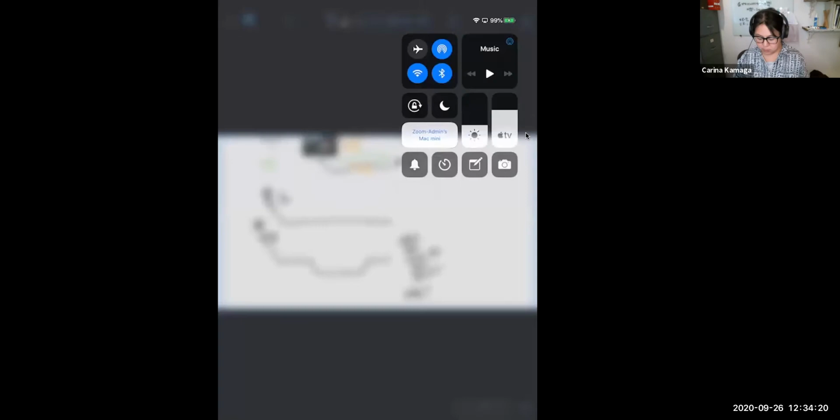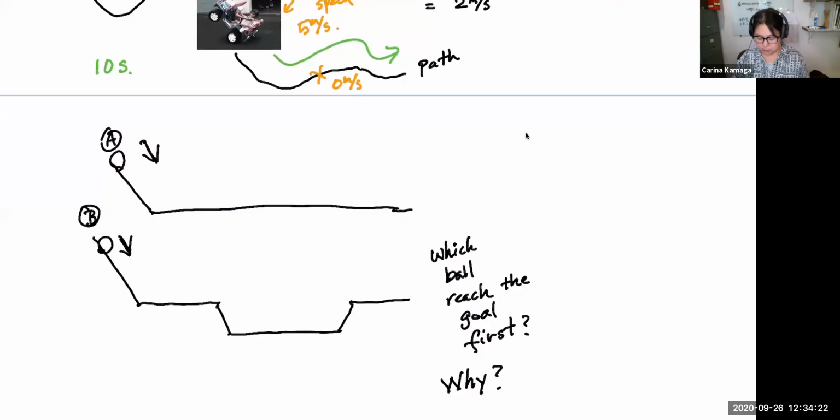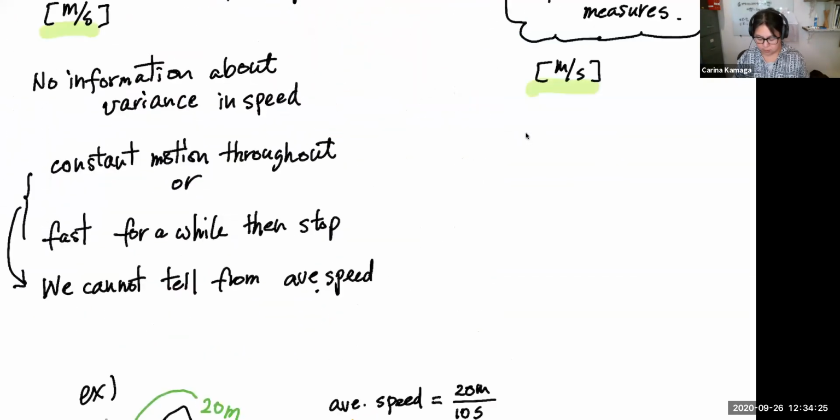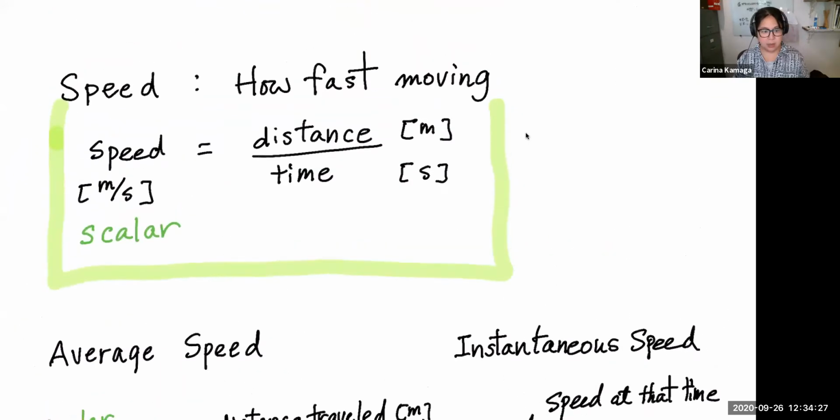I'm going to get into the same note that I was using earlier, right? So this is speed. It says how fast it's moving, and speed is defined by distance over time, right? And is speed a scalar or vector? Speed is a scalar quantity because it only shows how fast or how slow it's moving.